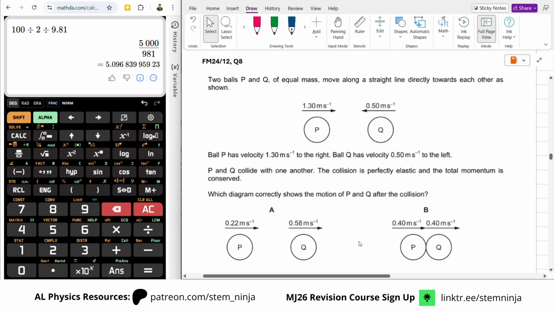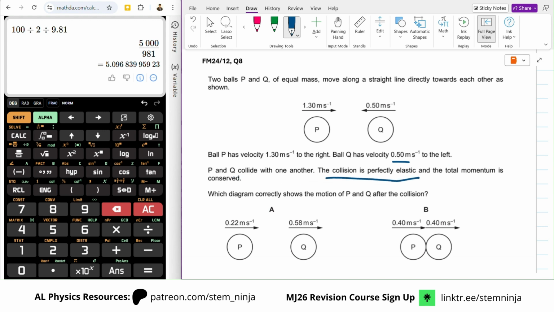Okay. Two balls P and Q of equal mass move along a straight line directly towards each other as shown. Ball P has velocity 1.3 to the right. Ball Q has velocity 0.5 meters per second to the left. P and Q collide with one another. The collision is perfectly elastic, so that means we can use relative speed of approach equals relative speed of separation, and the total momentum is conserved. Which diagram shows the position of P and Q after the collision?